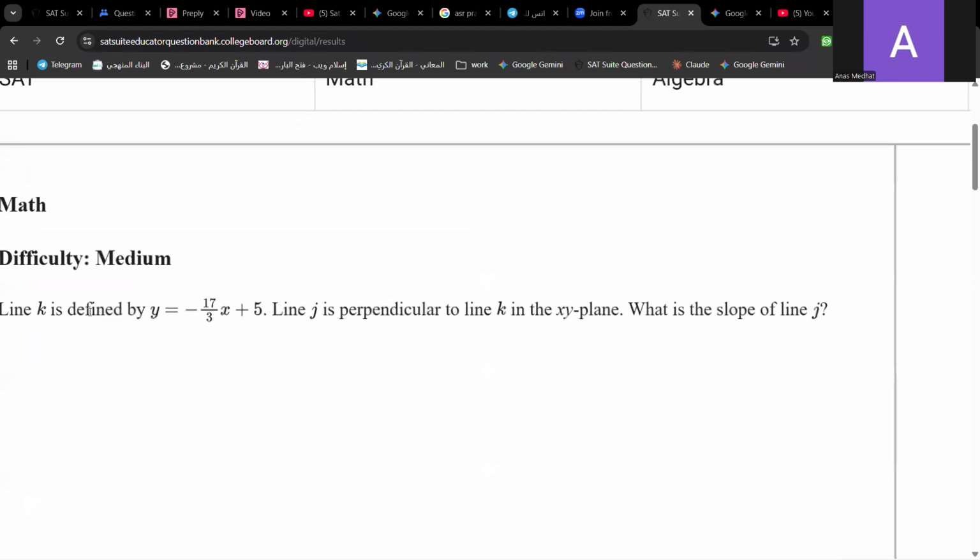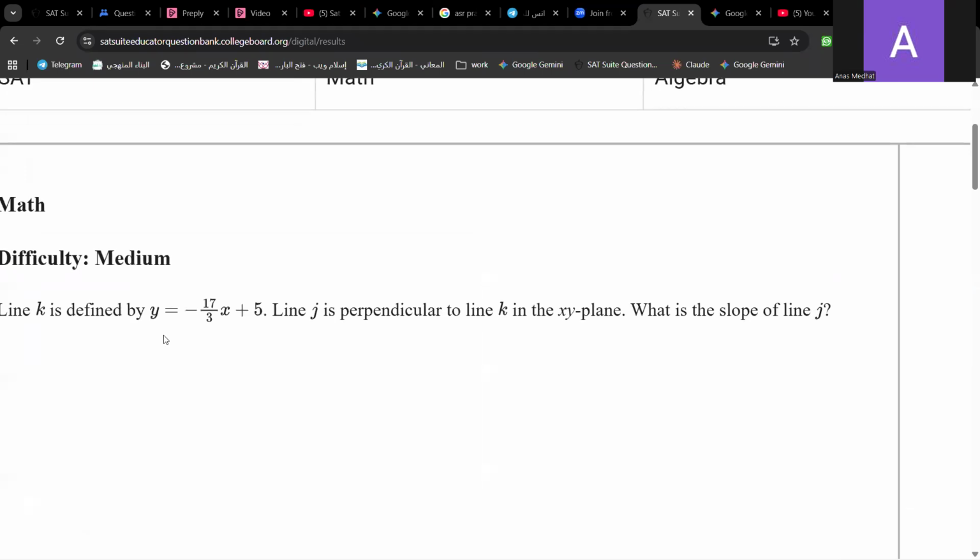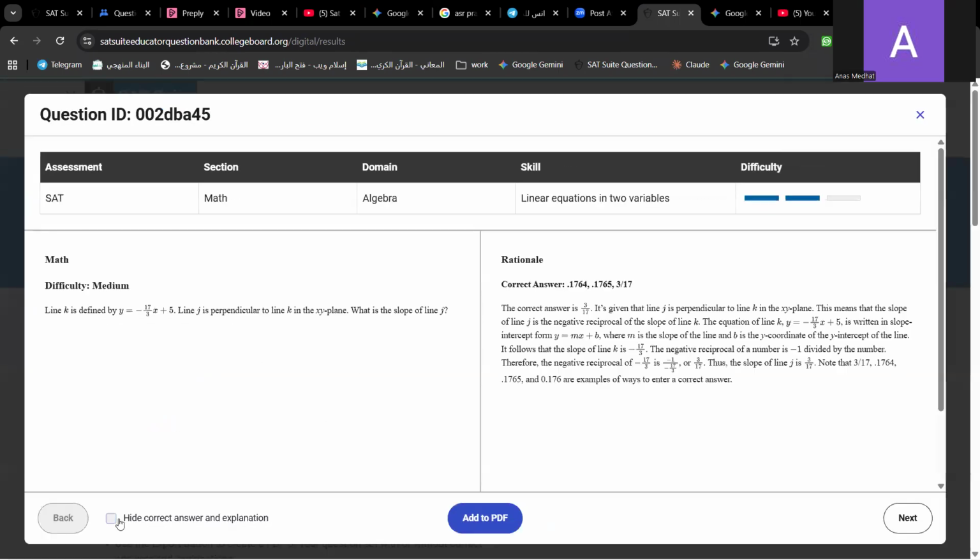Let's continue. Here it's telling you that line K is defined by this equation and line G is perpendicular to line K, and is asking about the slope of line G. So if they are perpendicular to each other and you have one slope, the other slope will be the negative reciprocal. So if this slope is negative 17 over 3, the slope of the other line will be 3 over 17, the negative reciprocal. So the answer is 3 over 17.